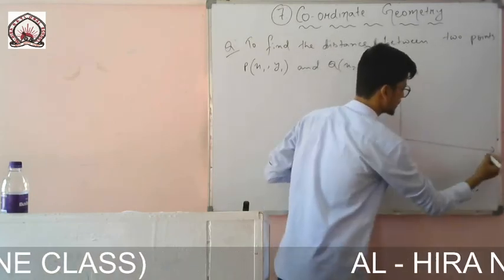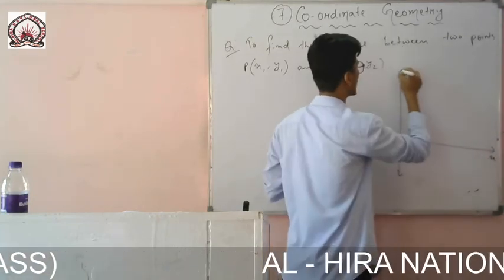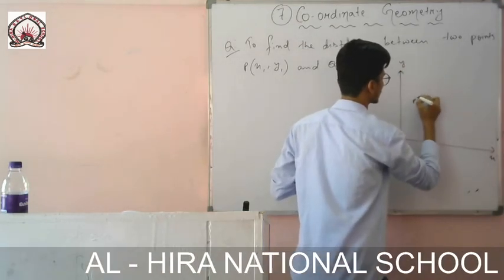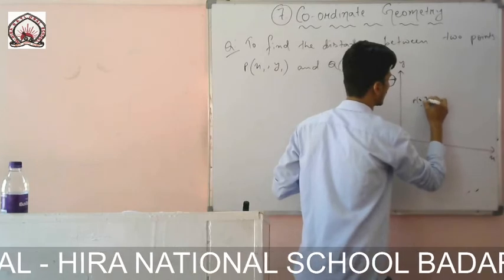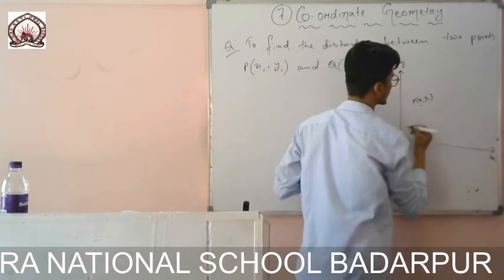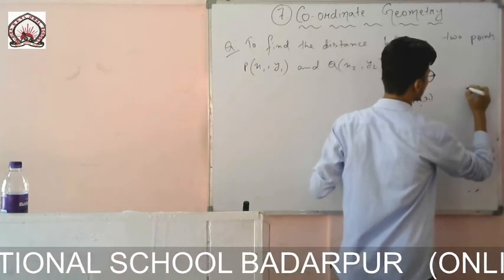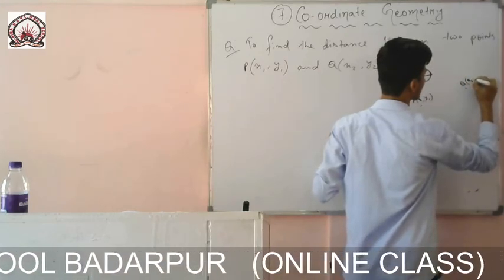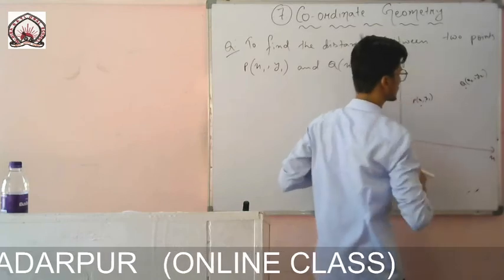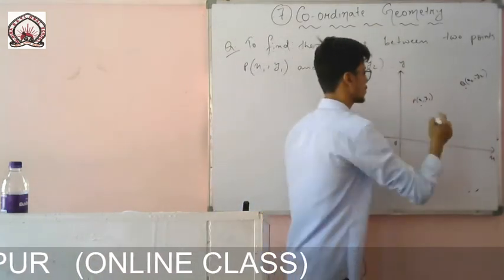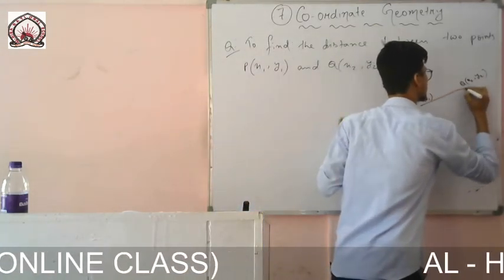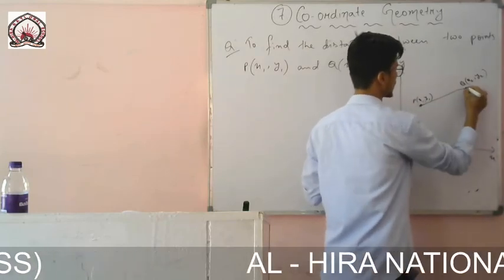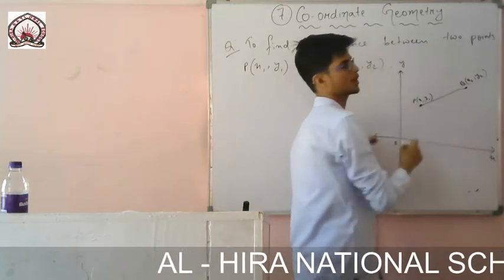Okay, so we only need the positive axes, so this one will be the x-axis, this one the y-axis. Let me give the point P here. It is given as (x1, y1), and Q, let me give somewhere there. So Q will be (x2, y2). Okay, so these are the 2 points. The question is to find the distance between them. This distance you are to find, the distance between this point and this point.